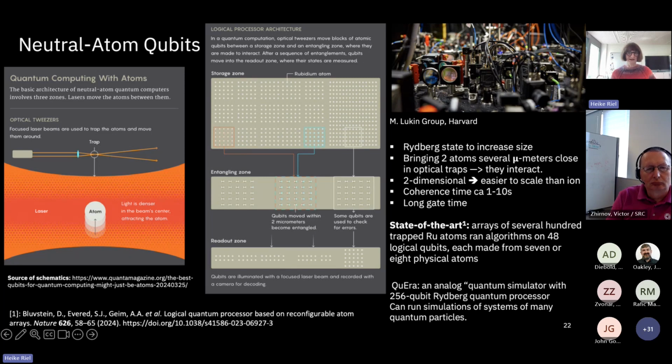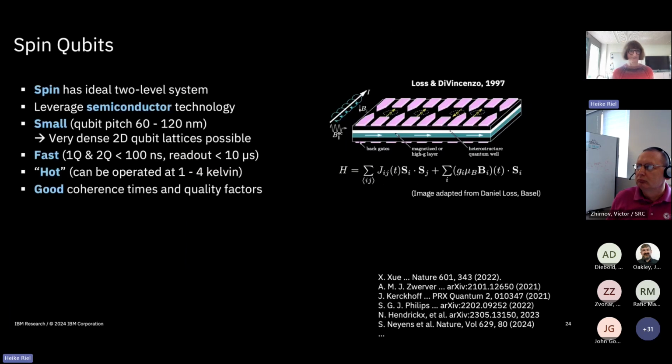The current state of the art is that there have been, early this year, arrays of several hundred trapped rubidium atoms demonstrated, and algorithms were run on 48 logical qubits, where each of them was made out of 7 or 8 physical atoms. And there was a startup which has been founded by a team originating from Harvard University, and they are called QuEra. And there's a recent publication also if you want to dive deeper into it.